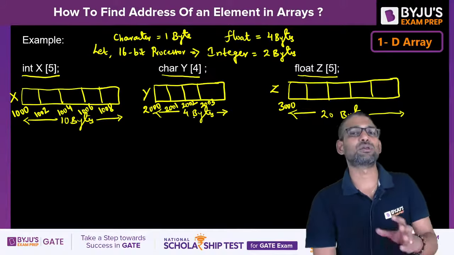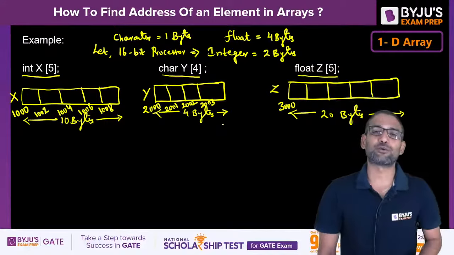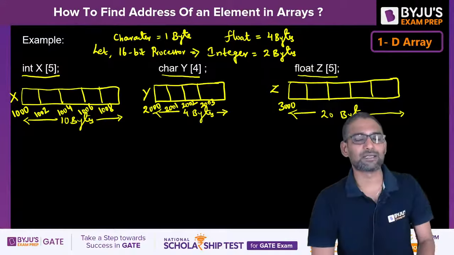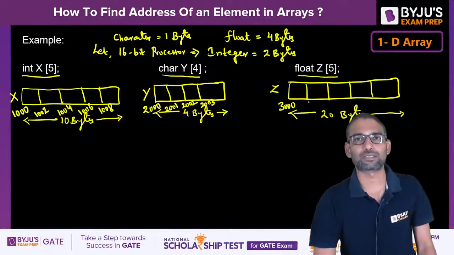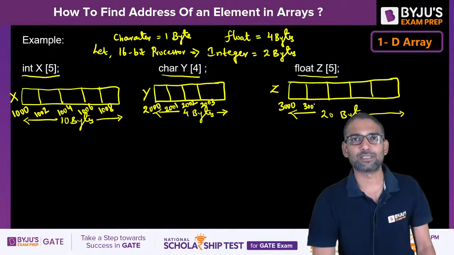On the same note, for float array, every element occupies 4 bytes. So the first element address I have assumed as 3000. So second element address would be 3004. Next element address 3008, 3012, 3016.